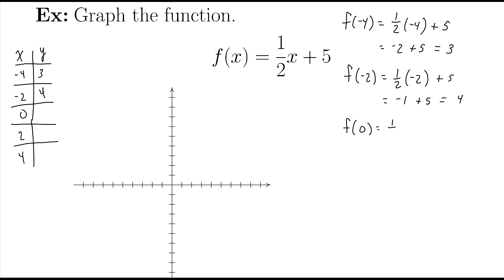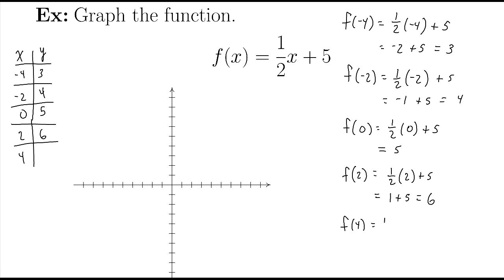If I plug in 0, half of 0 plus 5. Half of 0 is 0. Plus 5 is 5. I'm picking up on a pattern here. f of 2: half of 2 plus 5. Half of 2 is 1. 1 plus 5 is 6. And I bet the last one will be 7. Half of 4 plus 5. Half of 4 is 2. Plus 5 is equal to 7.